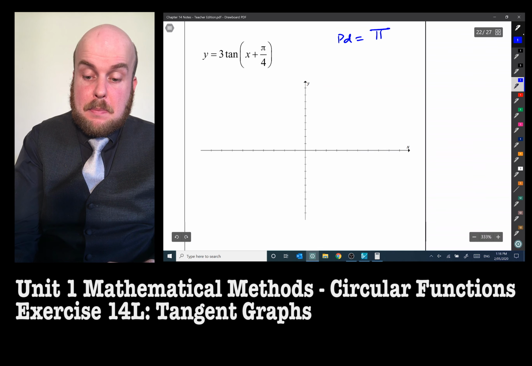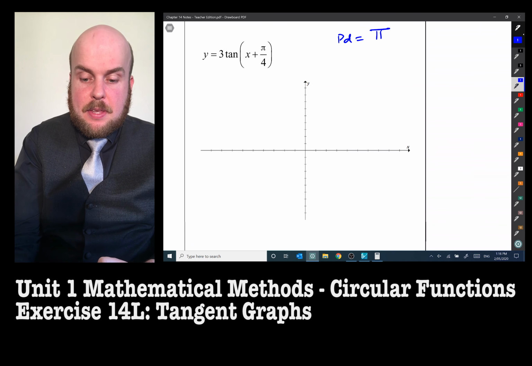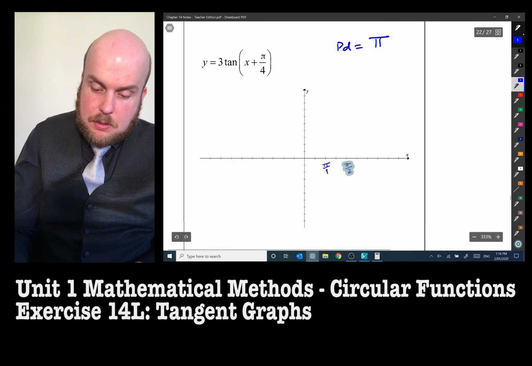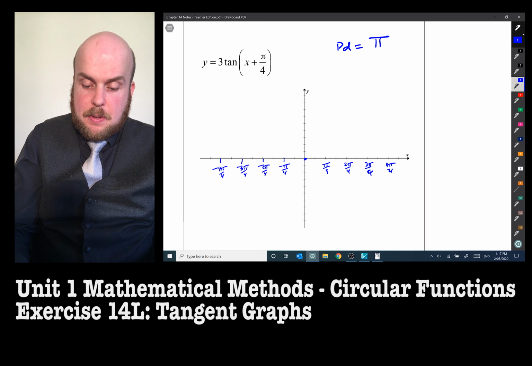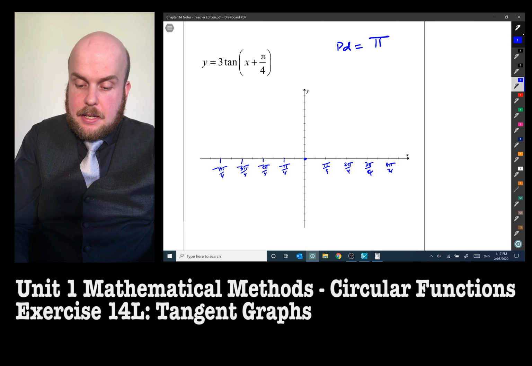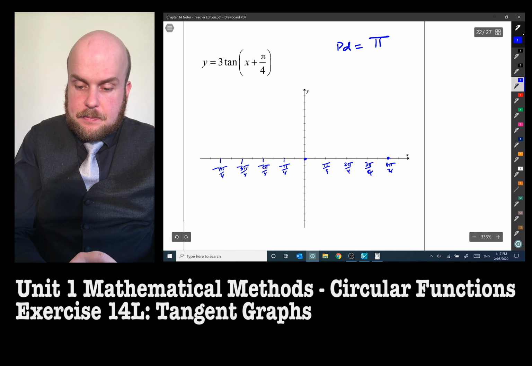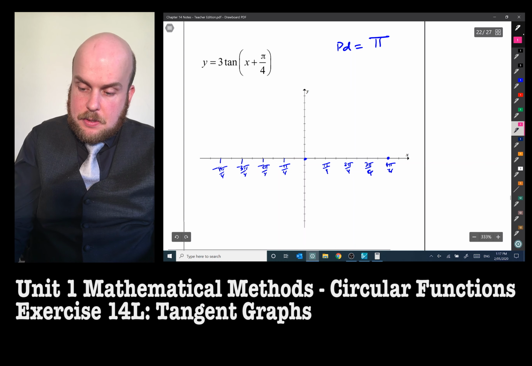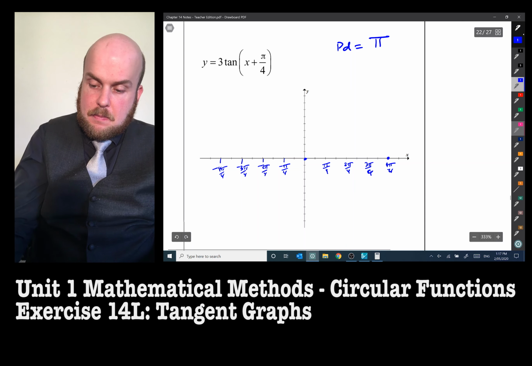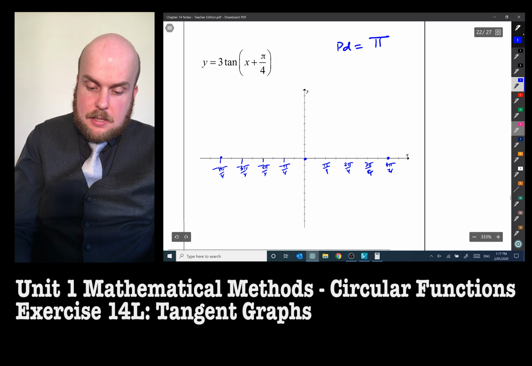The period is still pi, but we've just moved everything across. So the x-intercepts are all moved across 1. So rather than being at, in this case, every pi, they've been nudged over to pi on 4. So normally our 2 x-intercepts would be here and here. But they've actually just been moved to the left by pi on 4. So I'm going to use my pink here, that's the new ones.